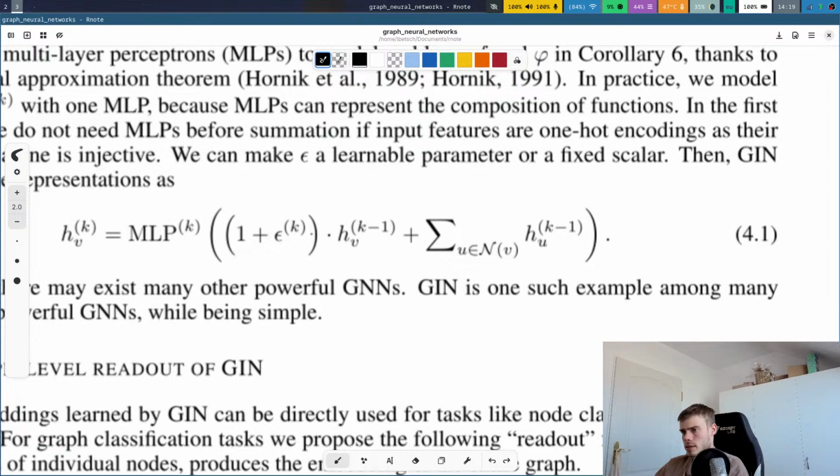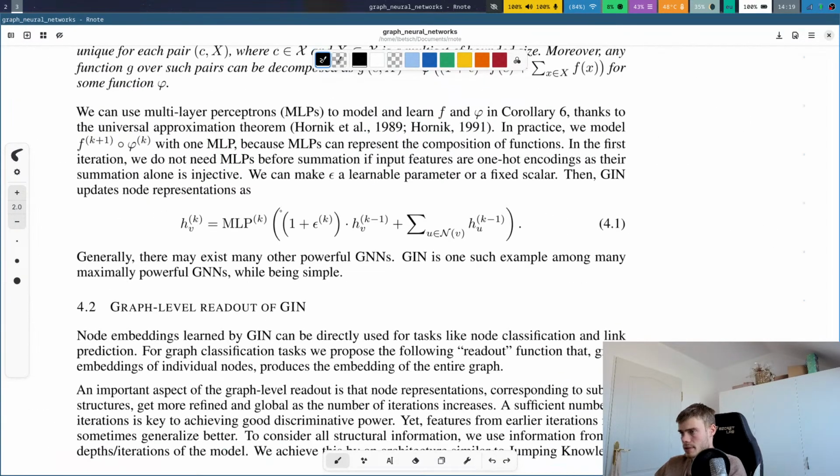Okay, let's look at this formula. So we look at the node v, a vertex v. We have a representation at the first iteration, for example. And we take this and we add it with a discounting factor or whatever. To this, we add all of the representations of the nodes from the previous iteration that are in the neighborhood of our vertex. Makes sense.